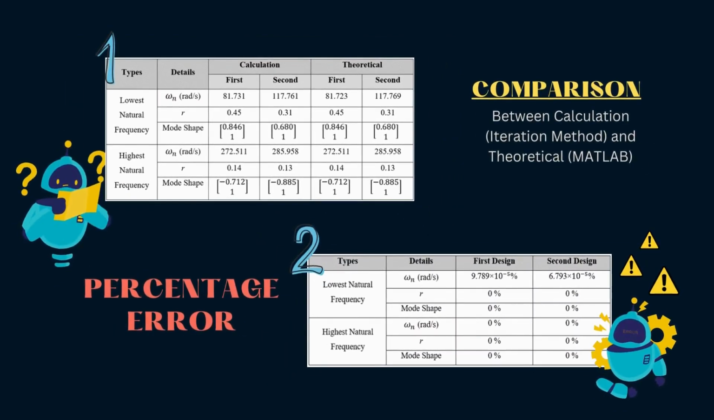In this slide, Table 1 shows the comparison between calculation and theoretical method in finding the result, while Table 2 shows the percentage error of the different methods that were used.